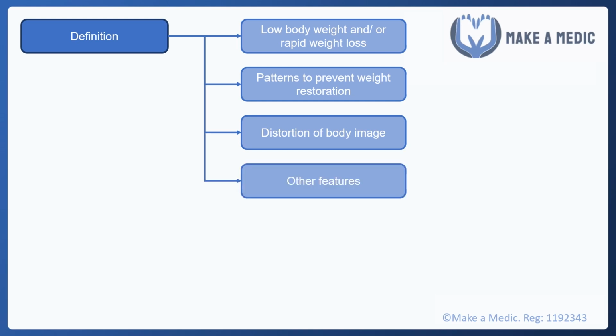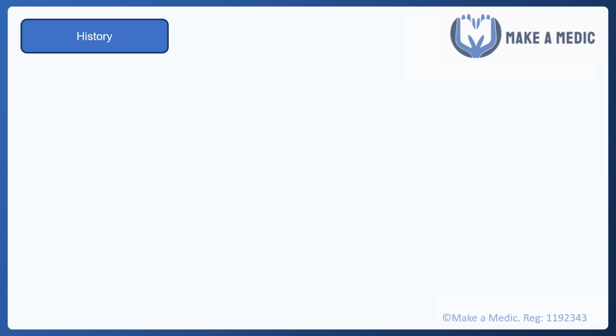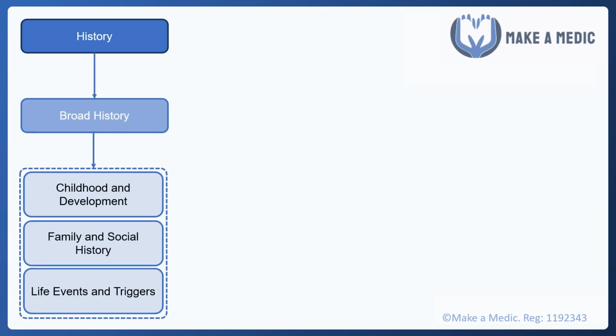And then beyond these diagnostic criteria, there are other features that are commonly seen in anorexia, and these can include disturbances in mood and cognition, changes in performance at school and work, disturbances in relationships, as well as physical symptoms associated with malnutrition and starvation. In these patients, it's important that we take a thorough psychiatric history, and that will start with a broad history looking at the person's pre-morbid personality, developmental history, any significant life events or triggers, and also their history of physical and mental illnesses, family history, social history, and drug and alcohol history.